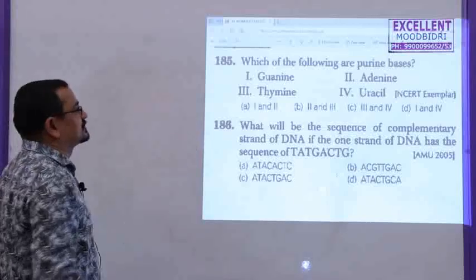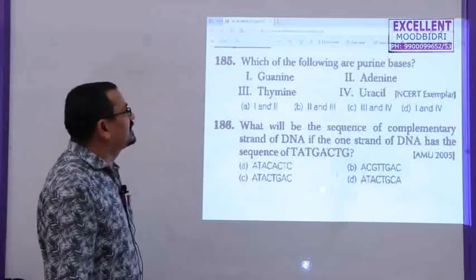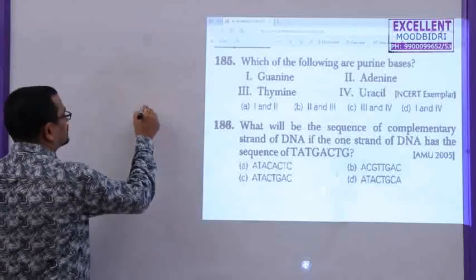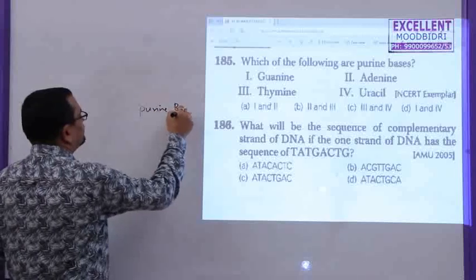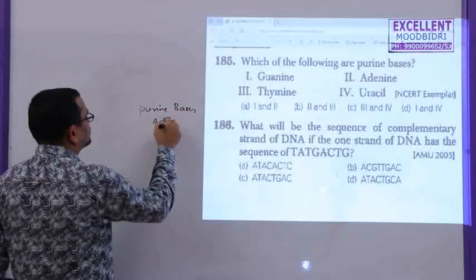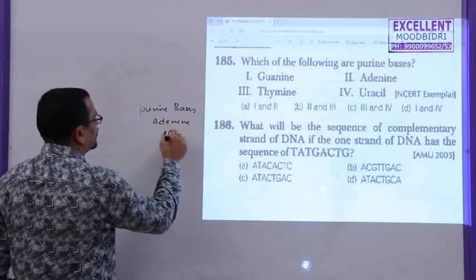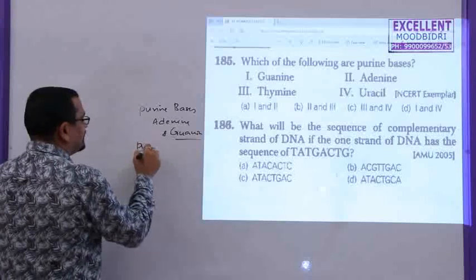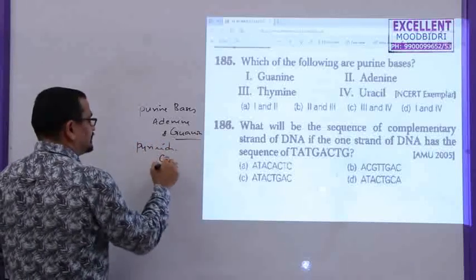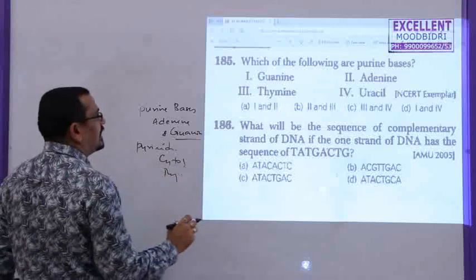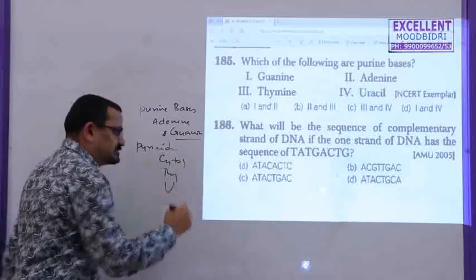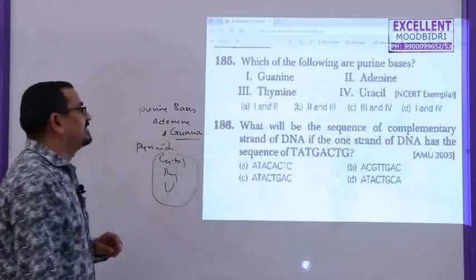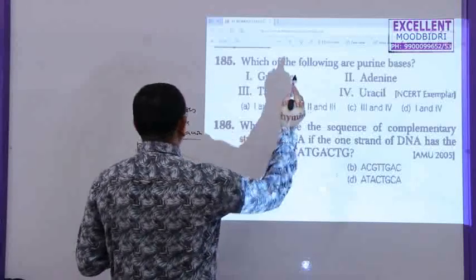The next question is on purine and pyrimidine bases from nucleic acids: which of the following are purine bases? The purine bases are adenine and guanine. Whereas the pyrimidine bases are cytosine, thymine and uracil. So these three are pyrimidine bases, whereas the purine bases are adenine and guanine. So 1 and 2 come under purine bases.